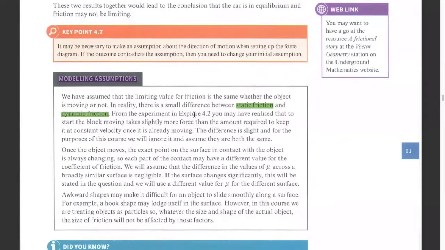From the experiment, you may have realized that to start the block moving takes slightly more force than the amount required to keep it at constant velocity once it is already moving. It is just talking about what I explained. The difference is slight, and for the purpose of this course, we will ignore it and assume they are both the same. Once the object moves, the exact point on the surface in contact with the object is always changing.